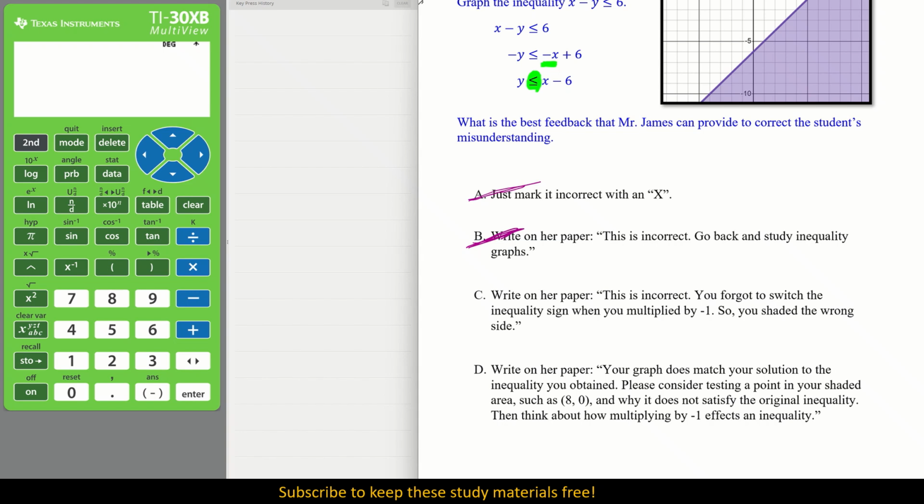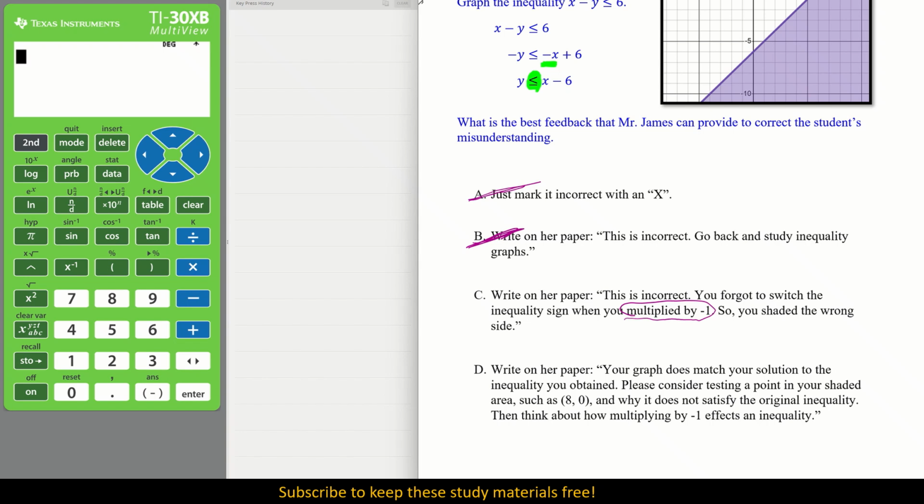Okay, let's see. C. Write on her paper, "This is incorrect. You forgot to switch the inequality sign when you multiplied by -1." Now, multiplied by -1 may change for you. You may not be ready to show the student or use that. You may say divide, because we do divide by the coefficient that is in front of the y. So most teachers just carry that through for a while. It depends on where you are in your teaching, and the understanding the student has. So it's also okay to say divide. All right.